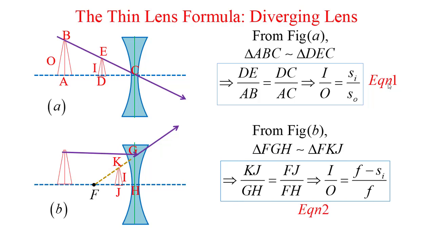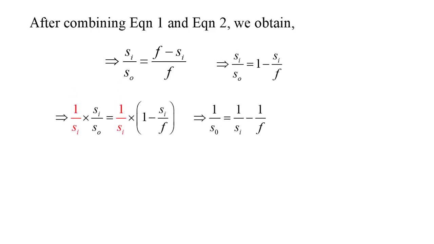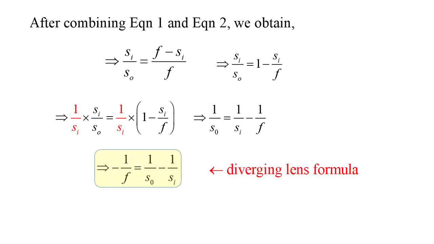And from that, we can write KJ divided by GH is equal to FJ divided by FH. From that, we can write I over O equals F minus SI divided by F, where F is the focal length. After combining equation 1 and equation 2, we obtain SI over S naught is equal to F minus SI divided by F. And after rearranging these equations, we can finally write minus 1 over F is equal to 1 over S naught minus 1 over SI. This is the diverging lens formula.